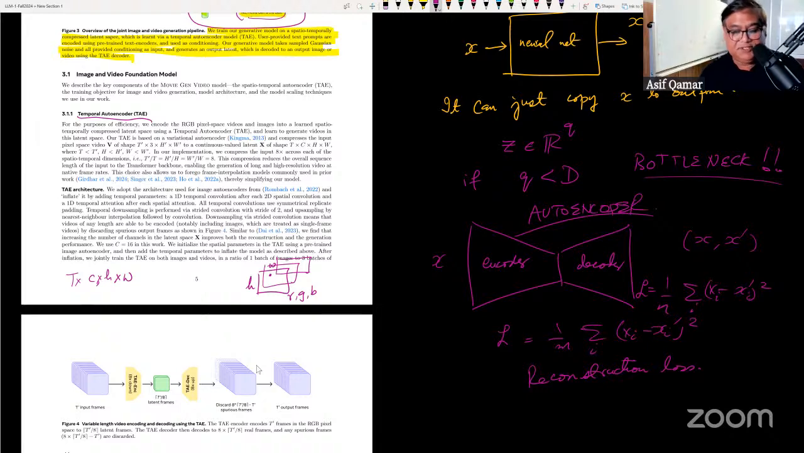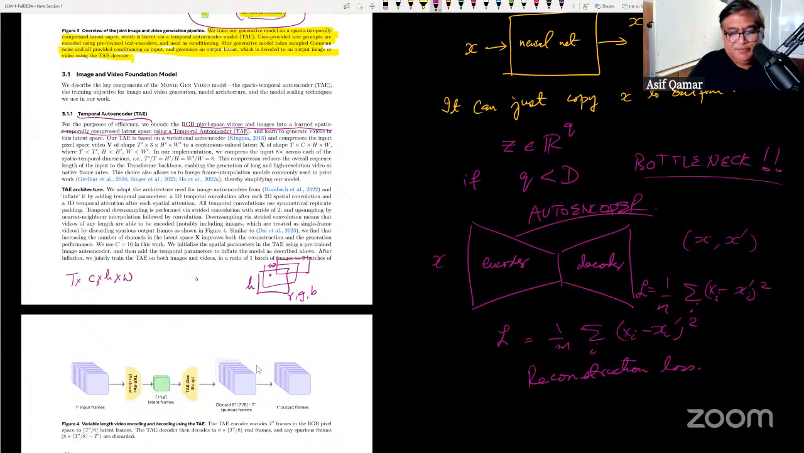For the purpose of efficiency, we encode the RGB pixel space videos into a learned spatiotemporal compressed latent space with a temporal autoencoder. So they're using an autoencoder, amongst other reasons, for efficiency. Doing computation with a 1,000-dimensional matrix versus a 10-dimensional matrix, the compute costs are hugely different because matrix computations are almost cubic. Right? Our TAE is based on a variational autoencoder, right?